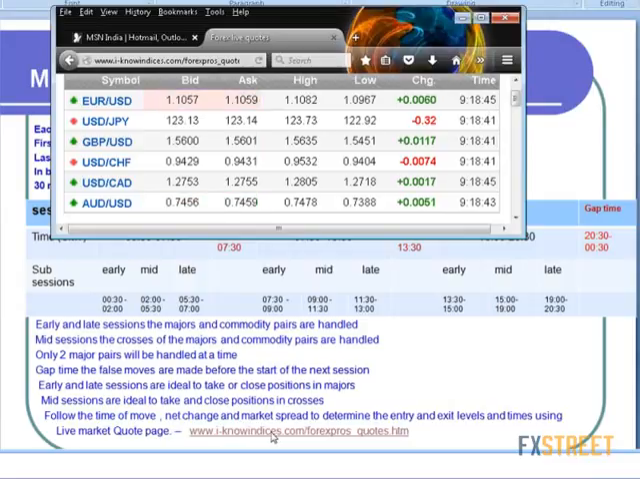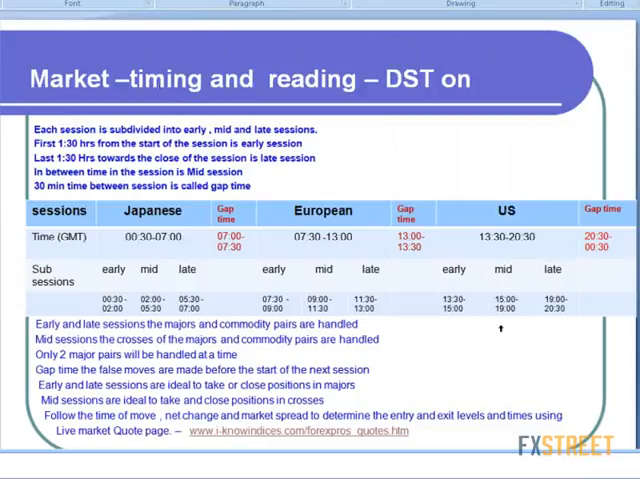Gap time trade: we understand that they make the false move during the gap time. So during the gap time, when they make a dip, we can try to take a buy. And afterwards, in the first 30 minutes of the session, they will gain the level. We can quickly book profit. You might be able to get about 20-30 pips profit during that particular gap time trade.